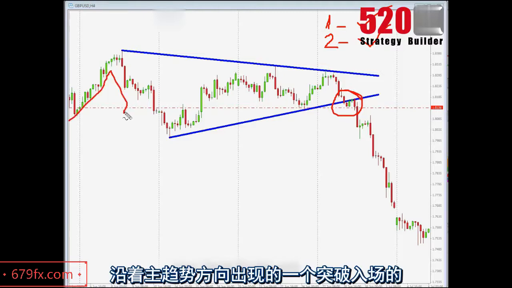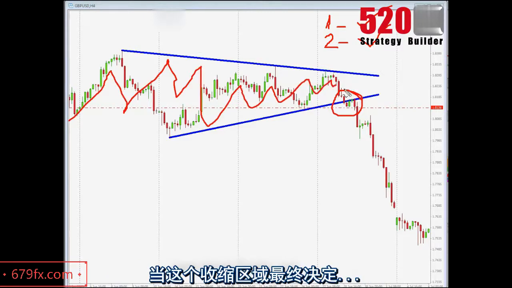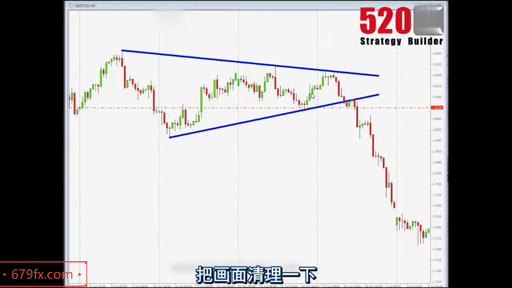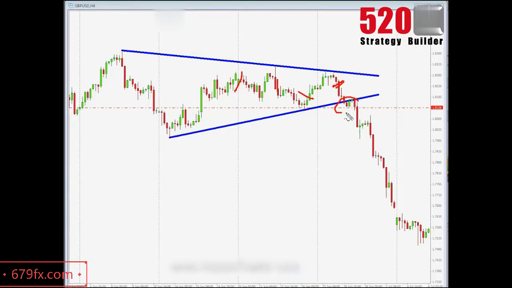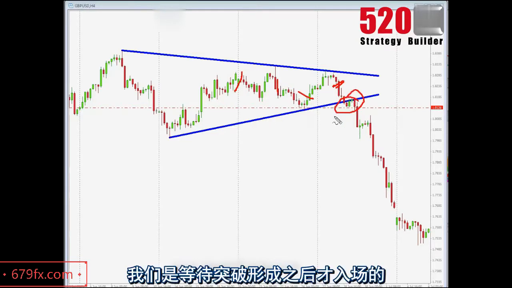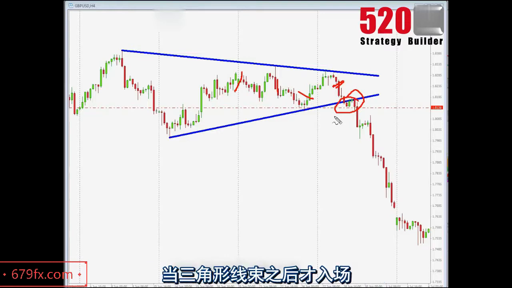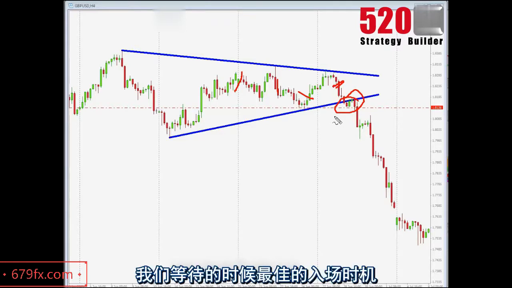Once the consolidation area decides to give way, you don't take the trade here or, let me clean up the chart, you don't take a trade here or here or here or here. No. You wait for the breakout. You only enter the trade once the triangle, the consolidation area, has given way. So it's not like you are taking an entry blindly. You are waiting for the right time to take your entry, and always in the direction of the main trend.